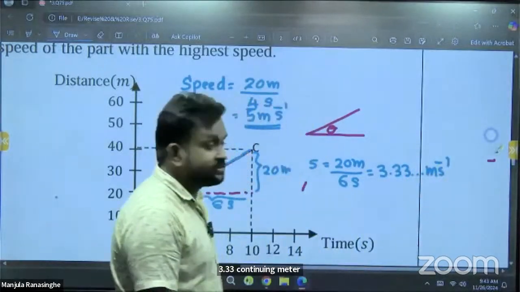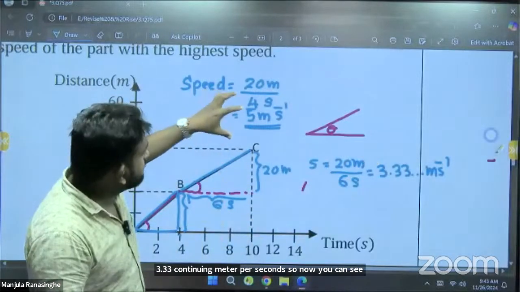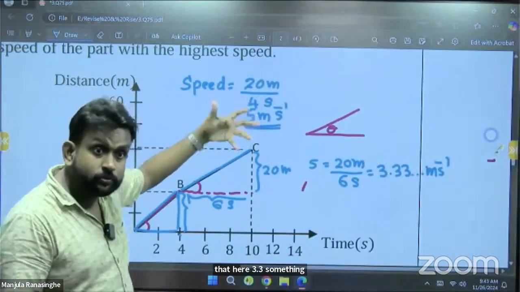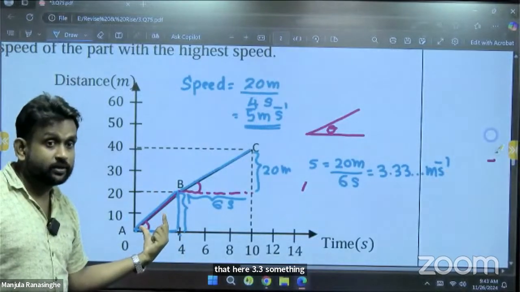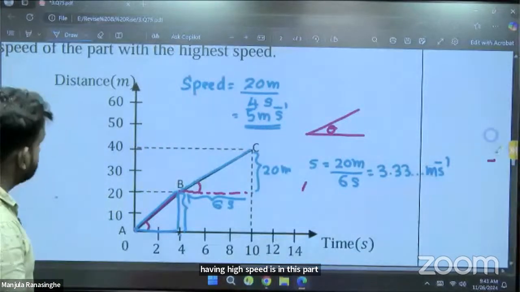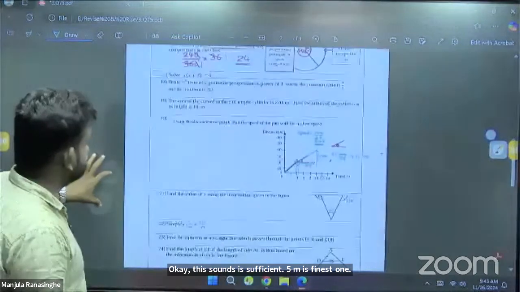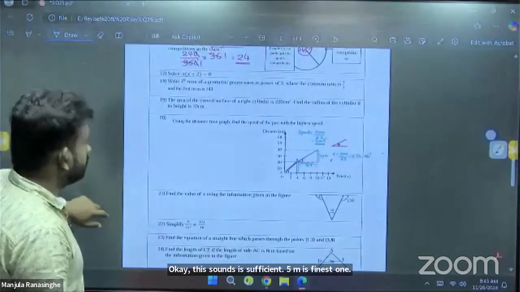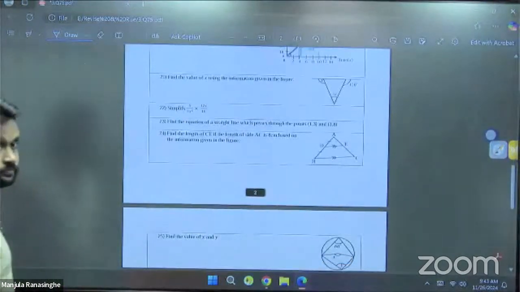So now you can see that here it is 3.3 something, and here 5 meters per second. So it is also proved that the high speed is in this part. Okay, this answer is sufficient, 5 m s^-1. Okay, now see question number 21.